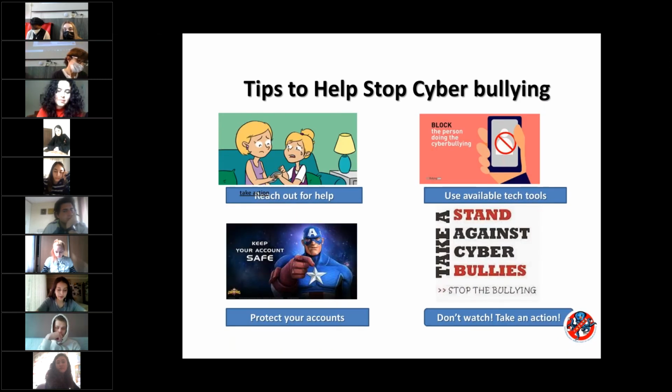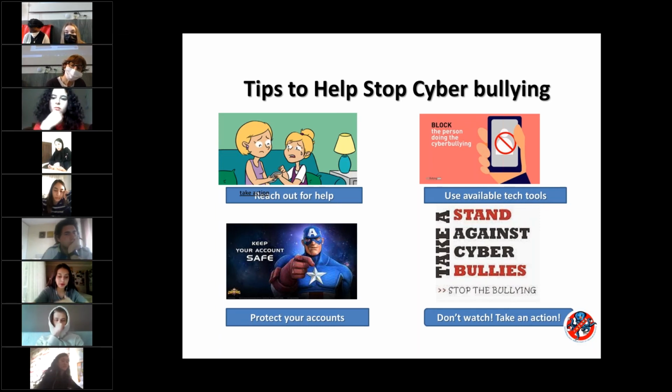Reach out for help, especially if the behavior is really getting to you. You deserve a backup. See if there's someone who can listen, help you process what's going on and work through it: a friend, relative, or maybe an adult you trust. Use available tools. Most social media apps and services allow you to block the person, whether the harassment is in an app, texting, comments, or tagged photos. Do yourself a favor and block the person.